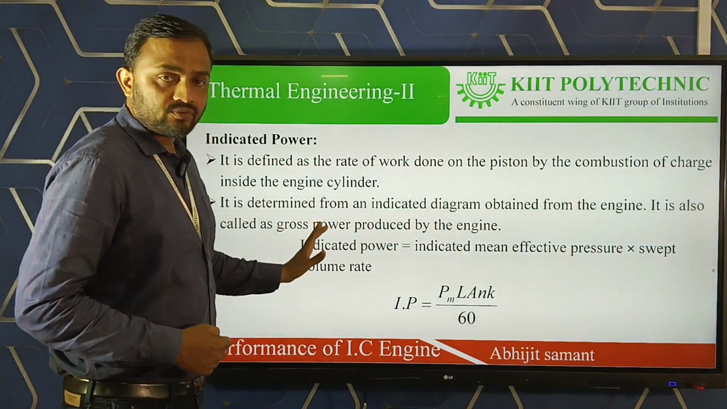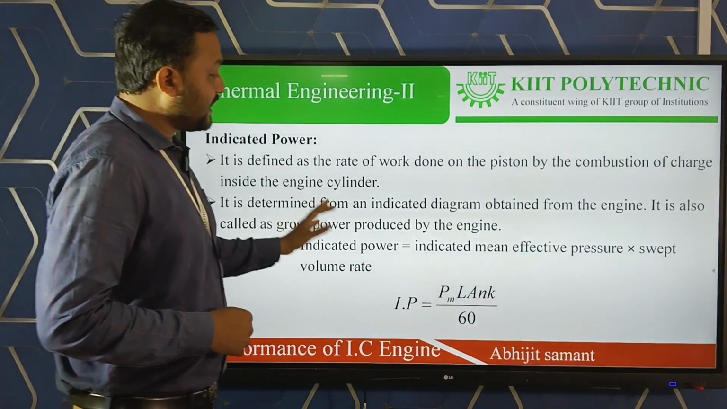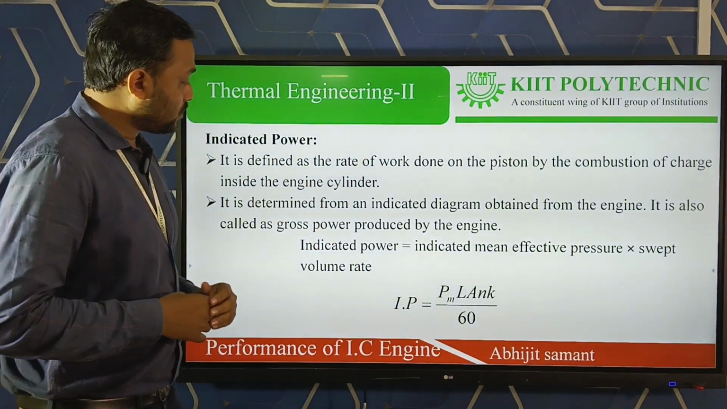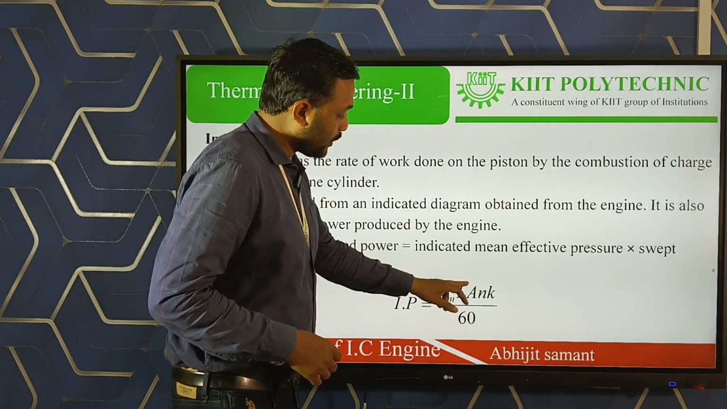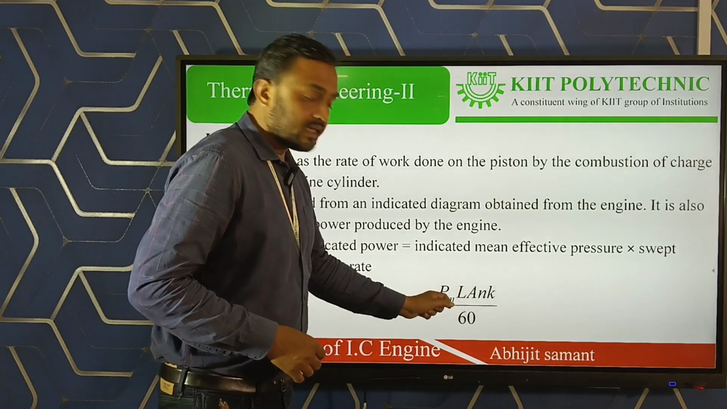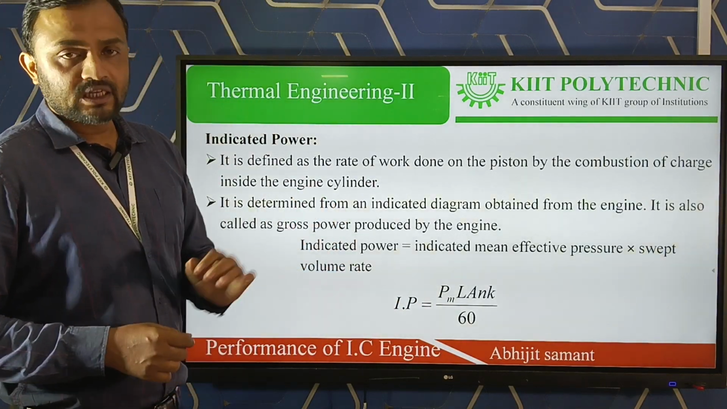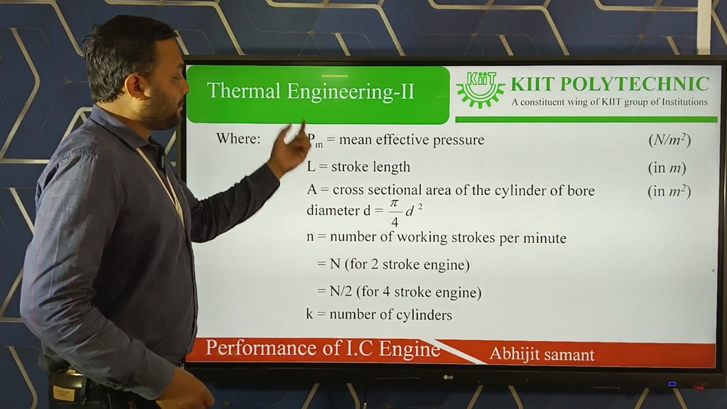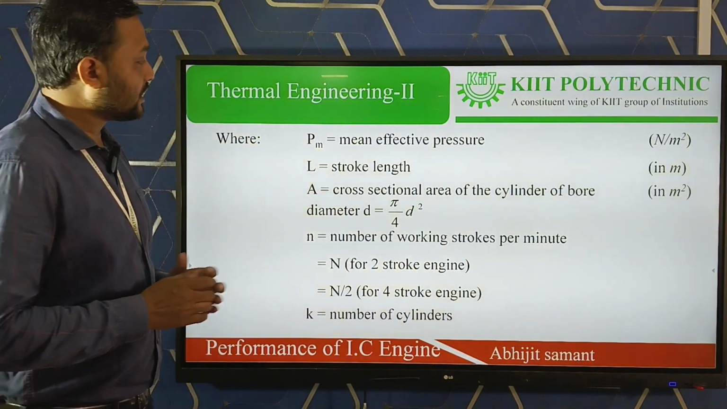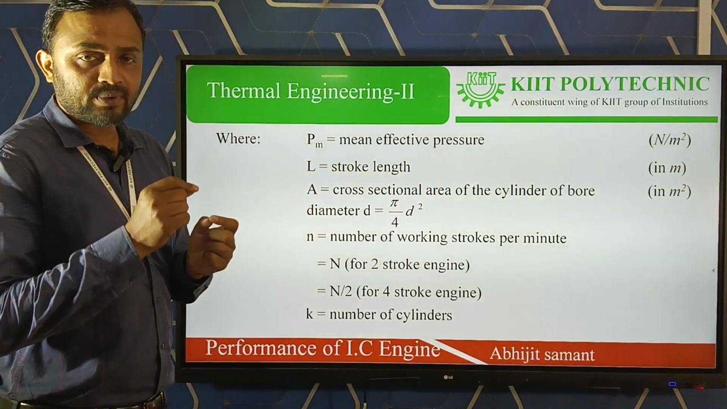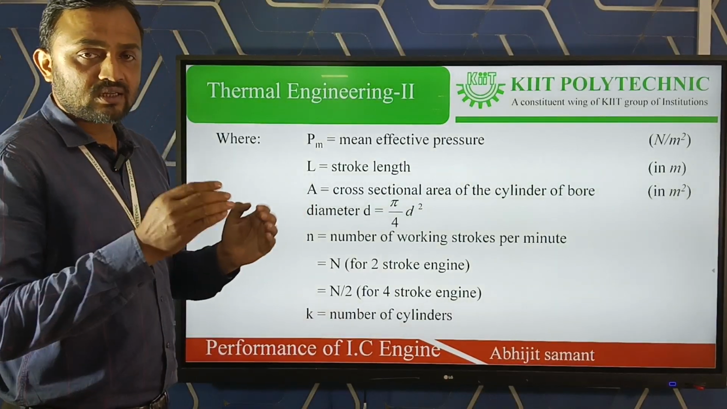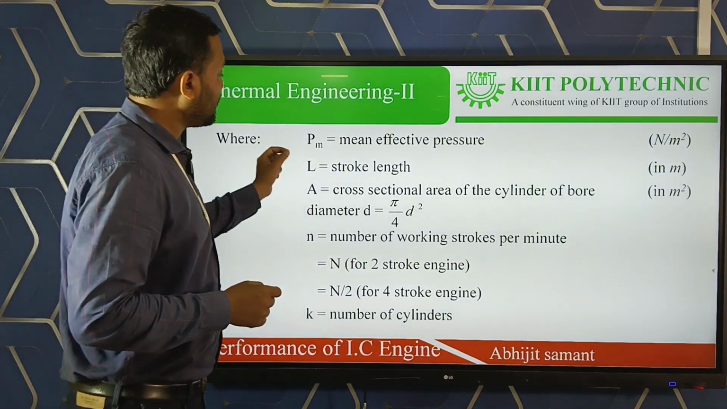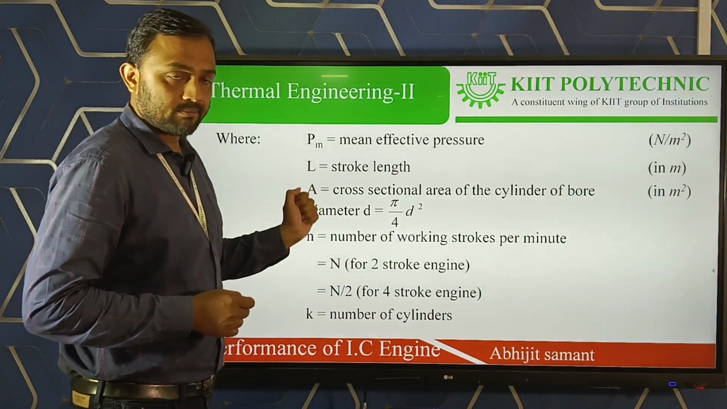The formula of indicated power is indicated mean effective pressure times swept volume. So IP is equal to PM L A n K divided by 60, which is in kilowatt. What is PM? PM is the mean effective pressure. Mean effective pressure means we are not considering one pressure at every point of time. We are considering the average pressure during the piston movement. This is known as the mean effective pressure, PM.